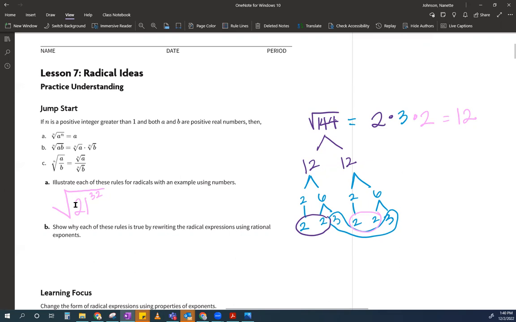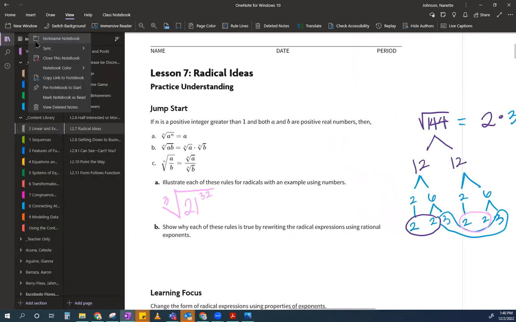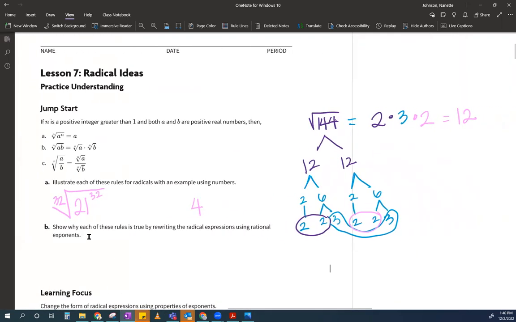So let's go with a smaller number just so we're all on the same page. If I said 4 squared and then I took the square root of it, these two will undo. I will cross these out so everyone sees that they undo, and this is just 21.